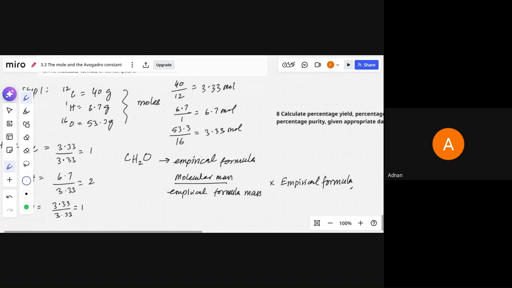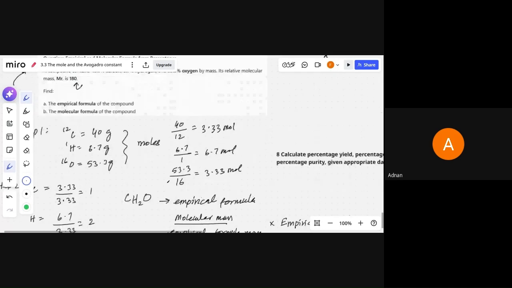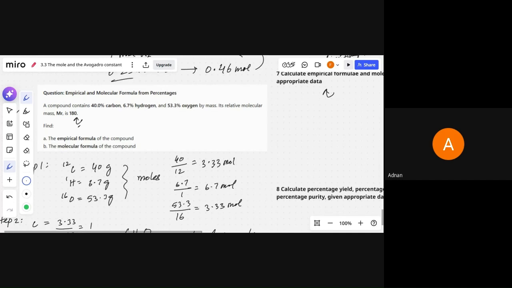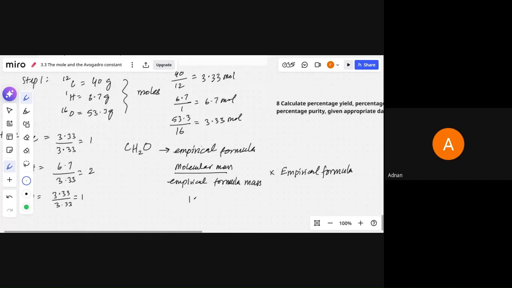Okay, so molecular mass is given in the question, which is 180. So 180 divided by the empirical formula mass. In the empirical formula mass, carbon is 12, and we have one atom of it. So 12 plus hydrogen is 1. We have two atoms, so 1 times 2, we get 2, plus oxygen is 16, right? So plus 16, and we get 30, right? So this is the empirical formula mass.